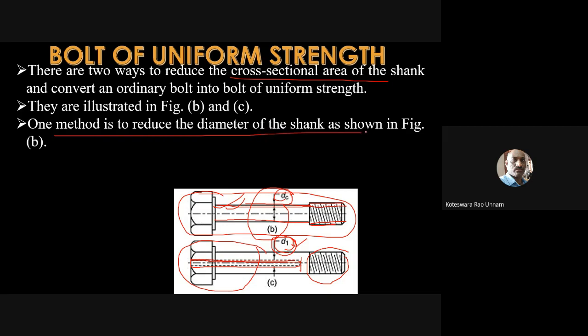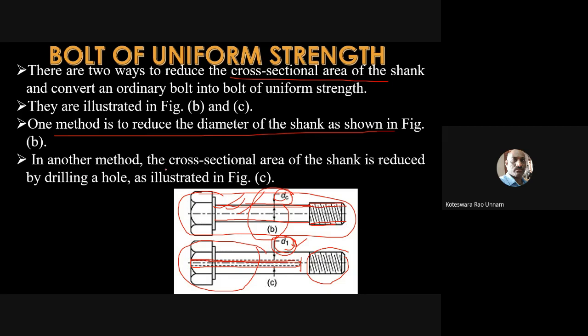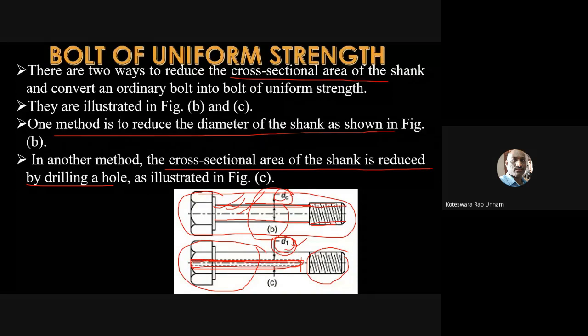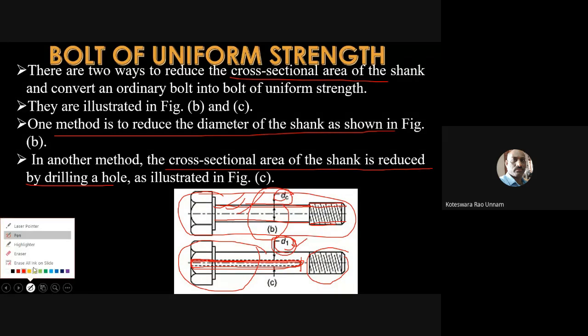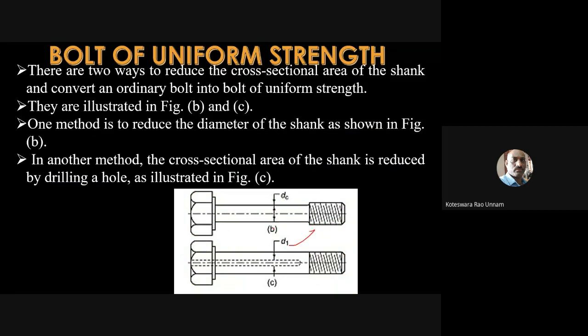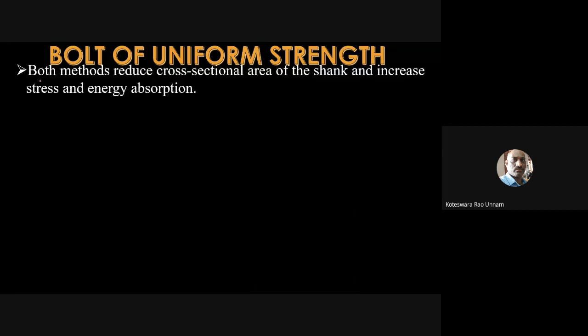One method is to reduce the diameter of the shank, that we already saw. The other method is that the cross-sectional area of the shank is reduced by drilling a hole, as illustrated in figure C. So in the figure here, you can clearly see that there is a hole drilled into this threaded portion. To find out the diameter of the drilled hole, D1, the equation is like this. Both methods reduce the cross-sectional area of the shank and increase the stress and energy absorption capacity.